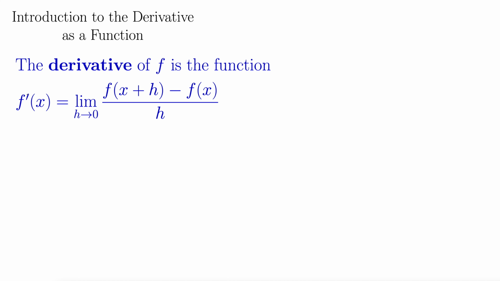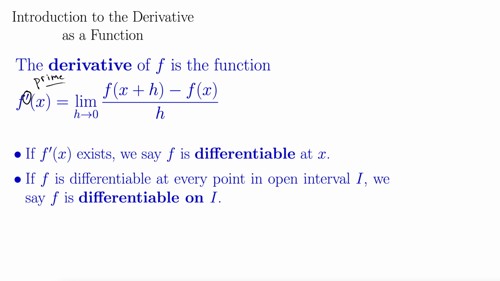Note that this apostrophe-looking thing right here we pronounce as prime, so we say "f prime of x." Okay, let's get a couple more definitions just so we have a working vocabulary. If f prime exists, we say that f is differentiable at x. Furthermore, if f is differentiable at every point in some open interval I, we say that it's differentiable on I. Okay, so that gives us a little bit of language to work with.